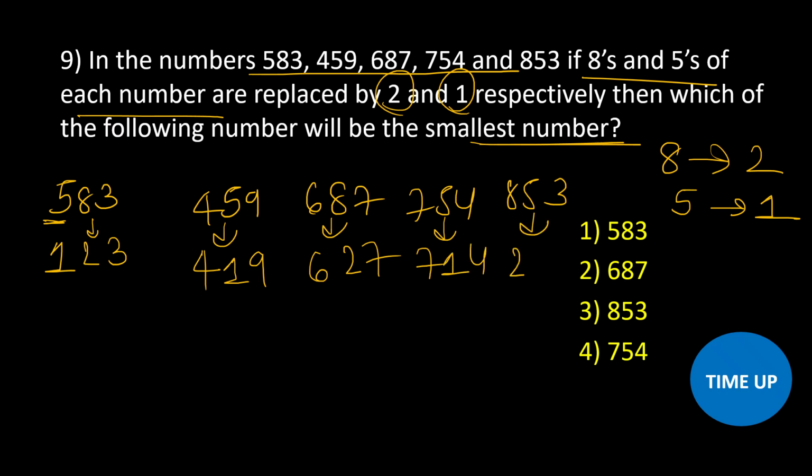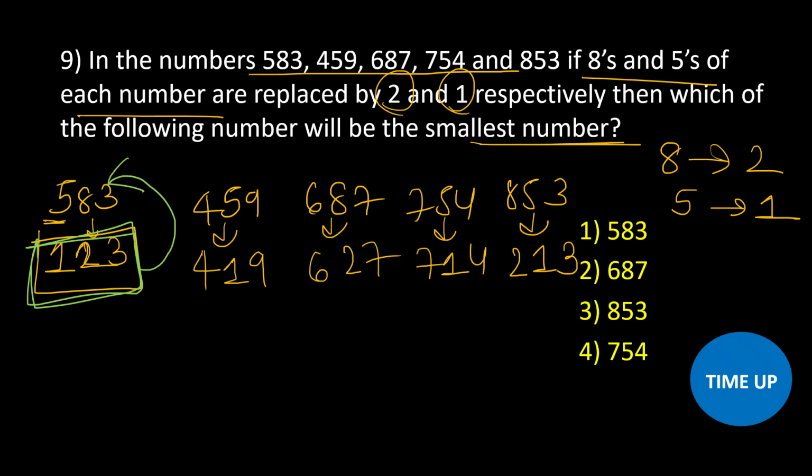Here 2, 1, 3. So which is the smallest number among this? 1, 2, 3 is your smallest number. So which is the smallest number? 1, 2, 3. So from where it is formed? 5, 8, 3 it is formed. So answer will be 5, 8, 3. Okay.